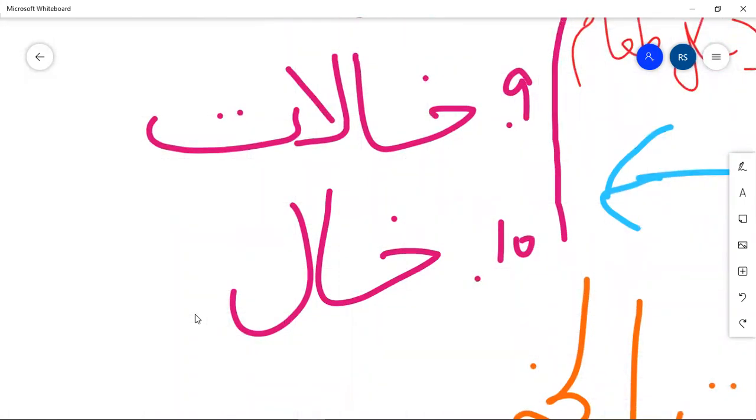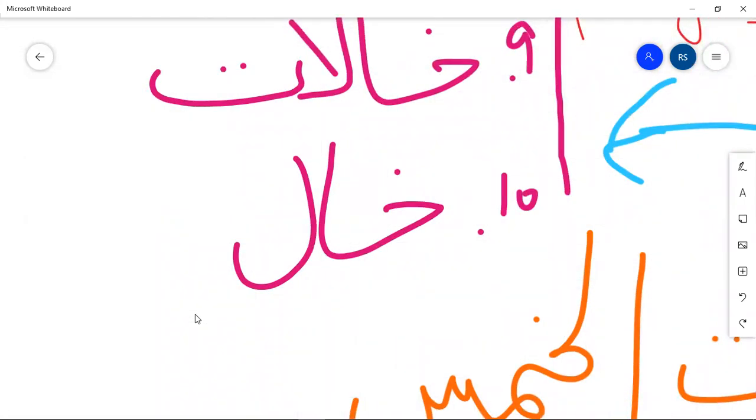No, maternal uncles. Kam khalan laki. Isnani khalan. Li khalani isnani. Same question. Kam khalan laki. Li khalani isnani.